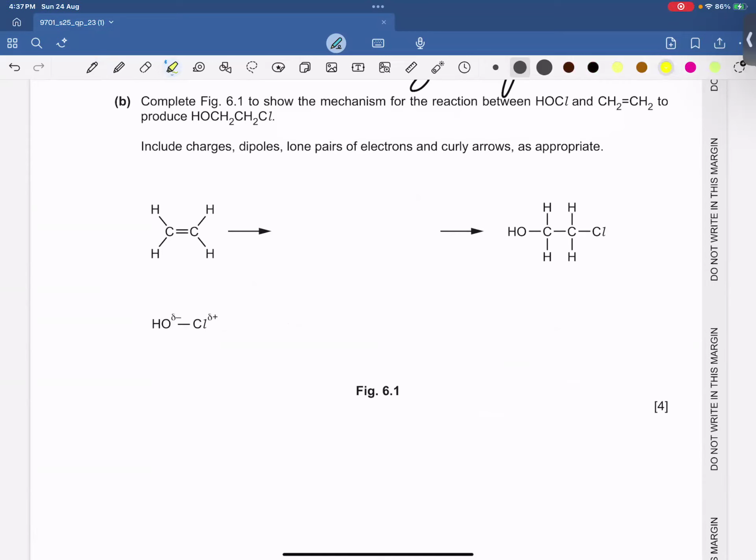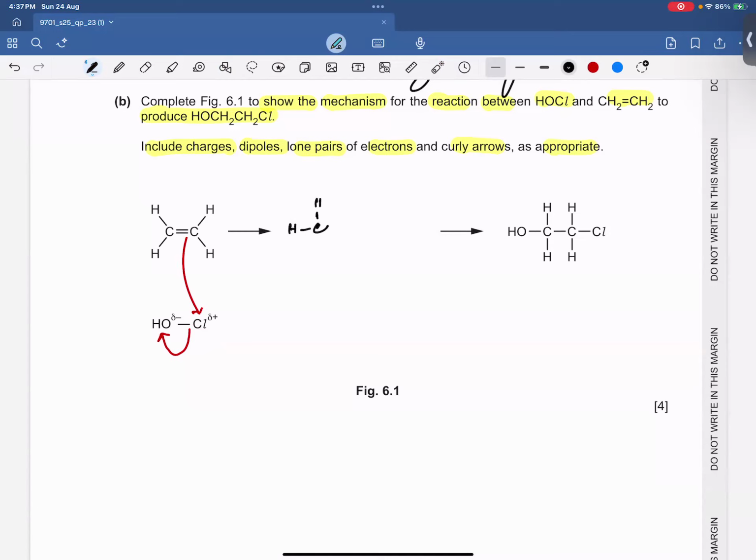Complete figure 6.1 to show the mechanism for the reaction between HOCl and ethene to produce this. Include charges, dipoles, lone pairs of electrons, and curly arrows as appropriate. Now, oxygen is a more electronegative element, so it has a slight negative charge. Chlorine is a less electronegative element, so it has a slight positive charge, which means this slightly positive chlorine will serve as an electrophile, and therefore, the pi bond of ethene first reacts with this electron deficient chlorine. At the same time, this OH bond breaks, leaving as a hydroxide ion.